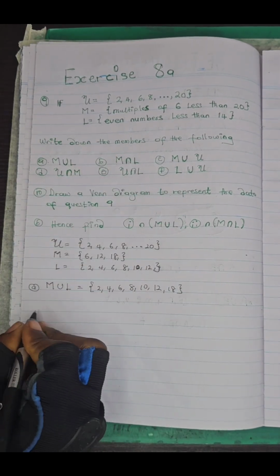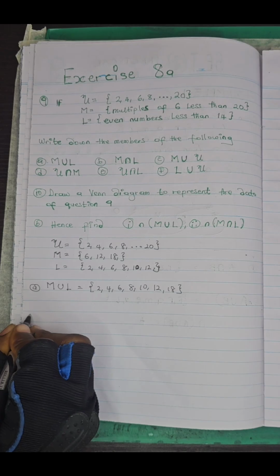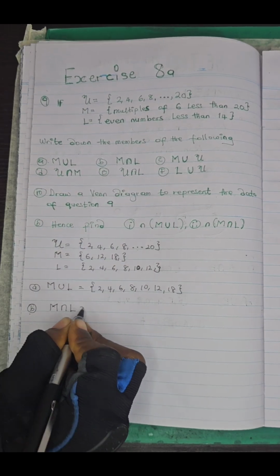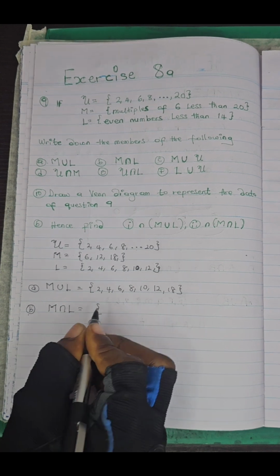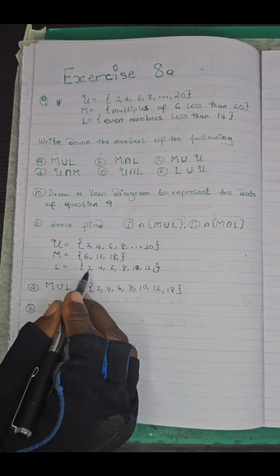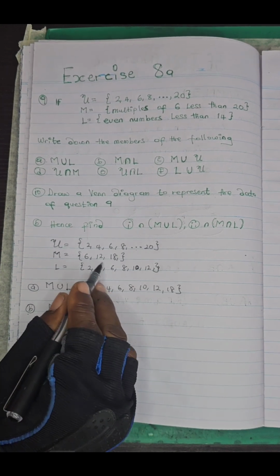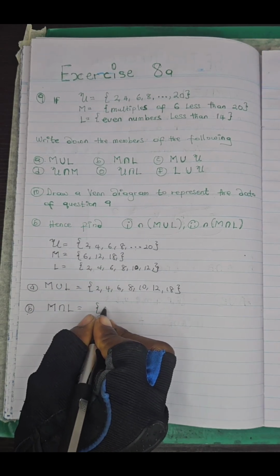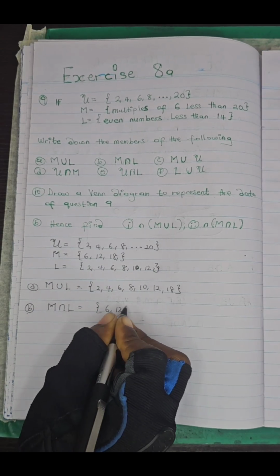We go to the next one, B. B says M intersection L. Simply look for what M and L have in common. This is M, this is L. 6 is here. 12 is here. I think that's the only thing they have in common. So we'll just simply write 6 and 12.